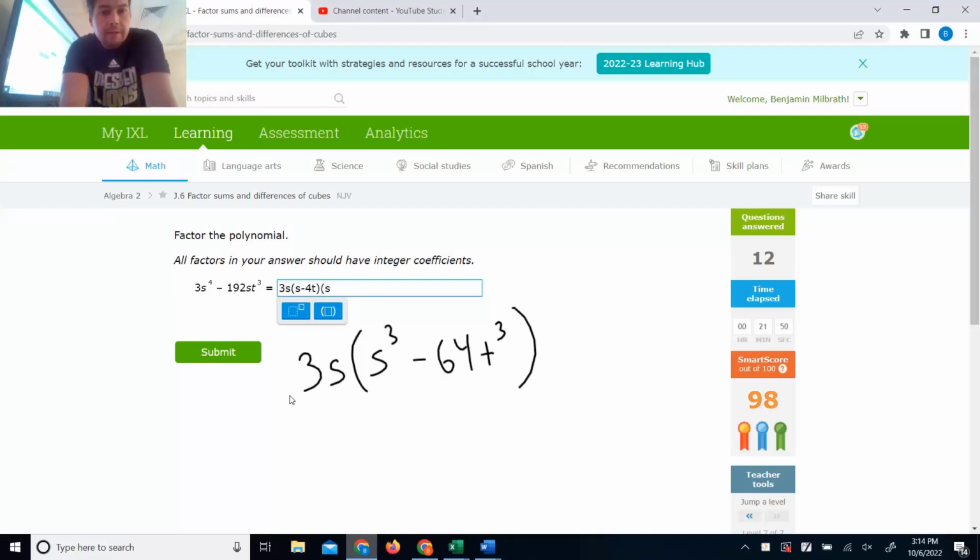I'm going to square my S, S to the second power. I'm going to find the product of S and 4T, so plus 4ST. And then I'm going to square the 4T. 4 times 4 is 16. T times T is T to the second. And I'm just looking for typos. And I'm going with it.